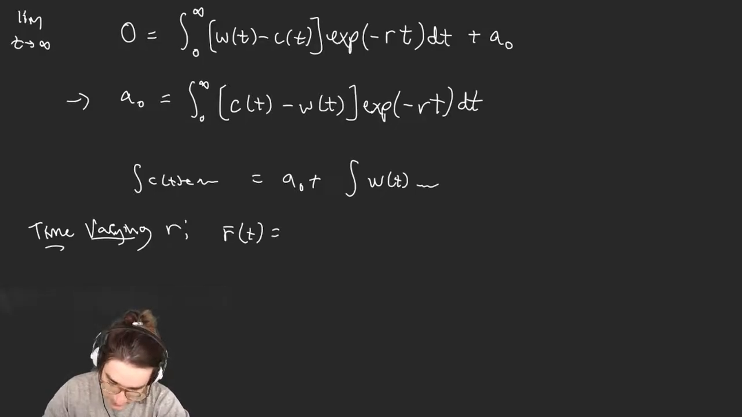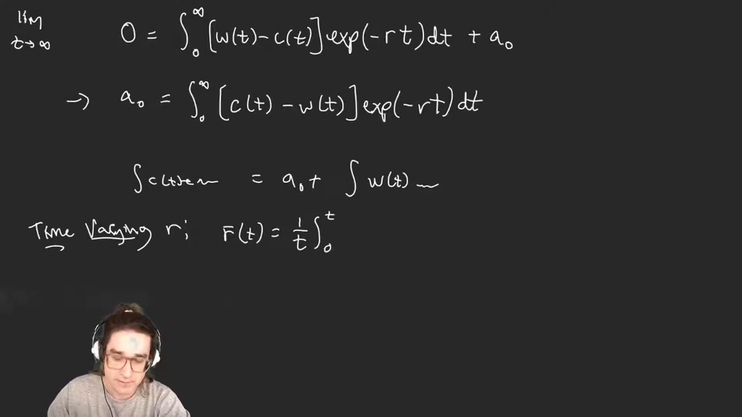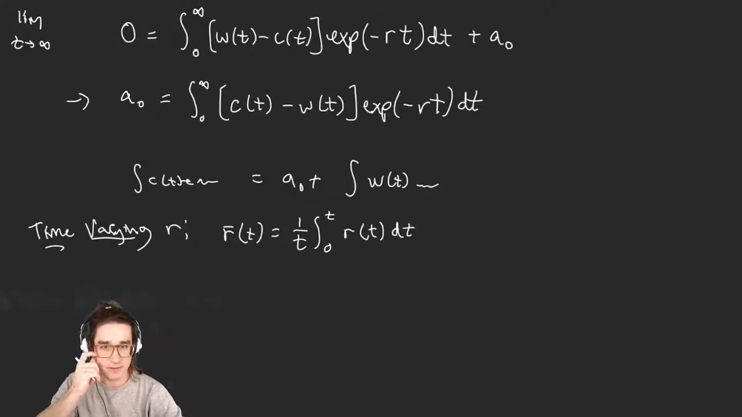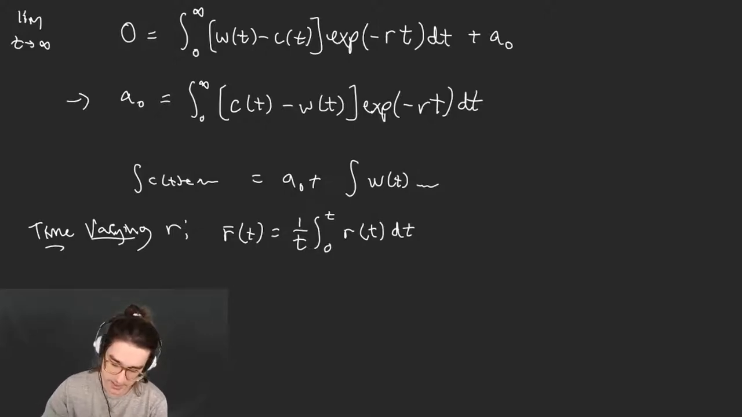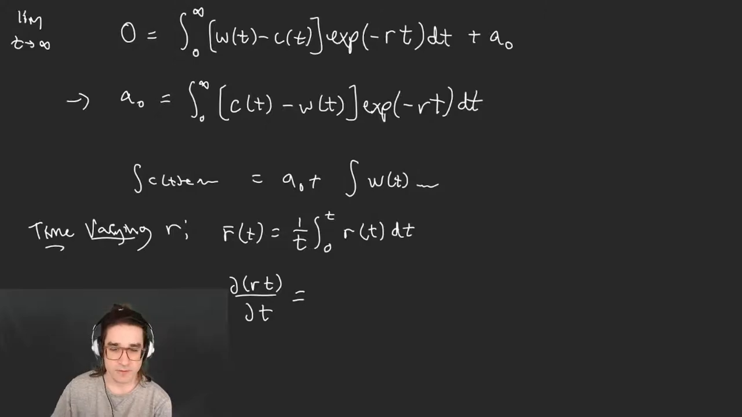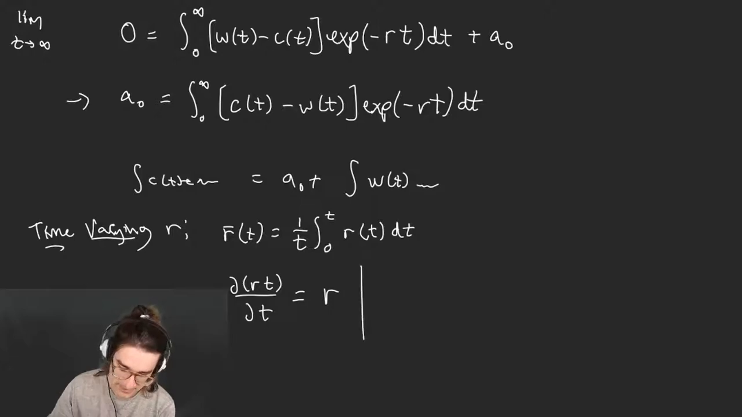r bar of t is the average cumulative interest rate over the, well, it's continuous time, so it's not clear what first t means, but over the 0 to t time interval, of r of s. So this is just an average, right? 1 over t times the integral. Now, the cool thing about this is, think about the fixed case: for a fixed r, what's the derivative of rt with respect to t? Well, it's just r, right? We know how to do that. Don't overthink it.